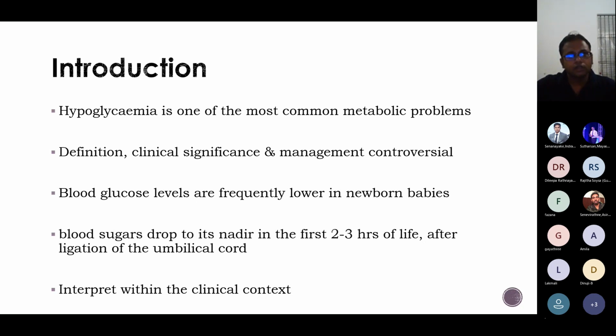After the delivery, around 2 to 3 hours of life, the blood sugar level in the baby drops to a very low level, and then it will go up, right? You have to interpret these sugar values within the clinical context.